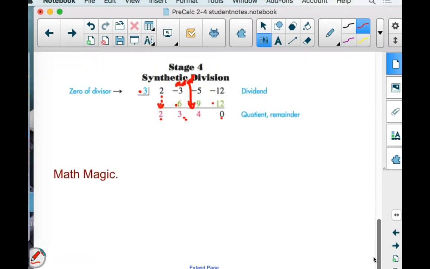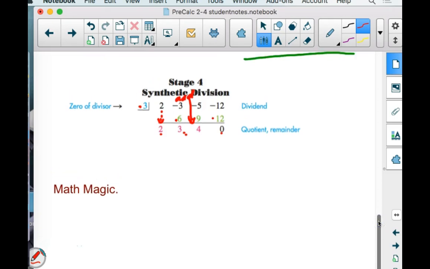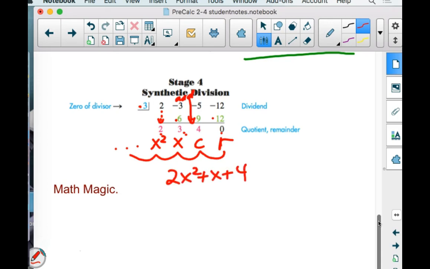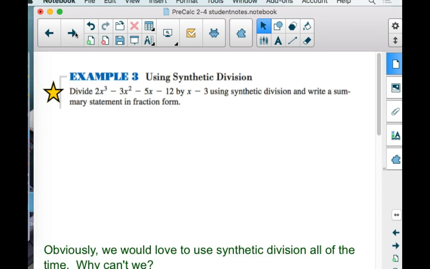Now what's important here is that we remember the order for writing the answer to this, because it's always the remainder, then it's the constant, then it's the x, then it's the x squared, etc. as you move to the left. So you always start with remainder, constant, and then increase your powers of x. So 2x squared plus x plus 4 would be our quotient. And this, I just refer to this as math magic because it sure is a lot nicer than doing long division. I mean, it's called long division for a reason. It takes quite a while. So using synthetic division, this time it says divide 2x cubed minus 3x squared minus 5x minus 12.